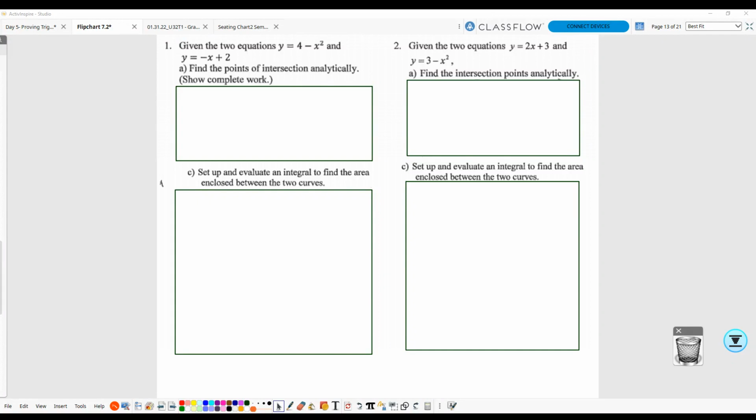I have printouts of some entrance cards. There are 4 different ones. Take one, give it a try, and then trade with your neighbor to see if you can set up and solve this. So hit pause now and try the warm up.